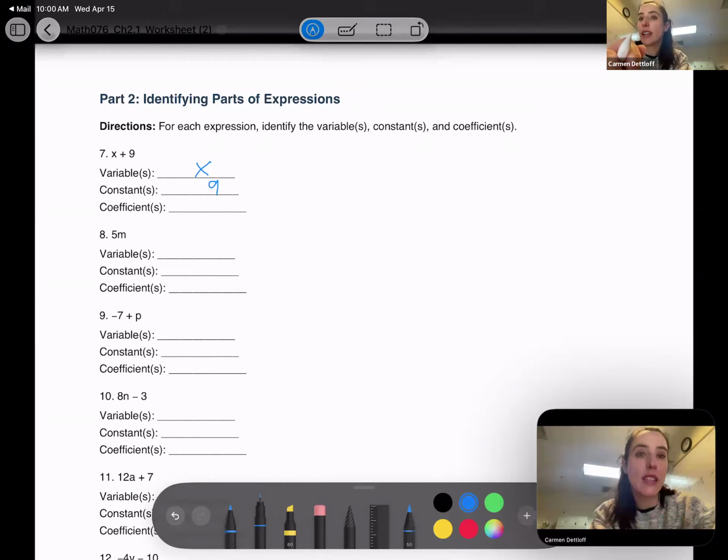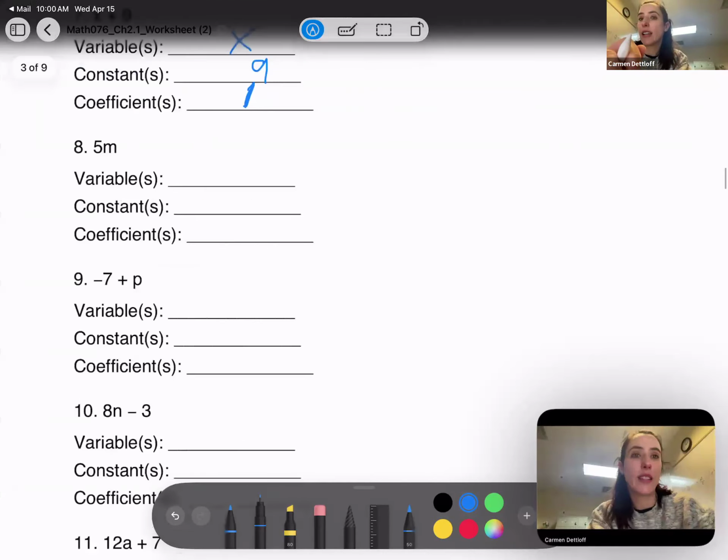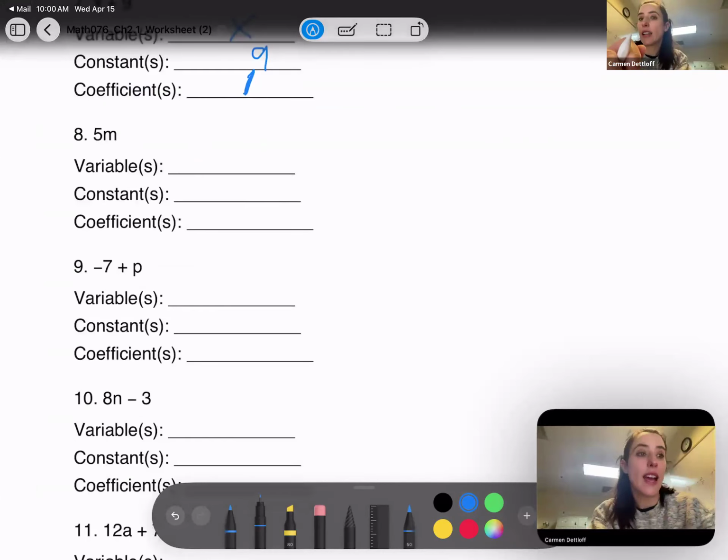Okay, let's look at the second one, number 8. Are there any variables? Yes, we're using the letter m instead of x. That's okay. Are there any constants? I don't see any plus or minus on here, so there's no constants. And the coefficient, what number is being multiplied by the variable? In this instance, it's 5.